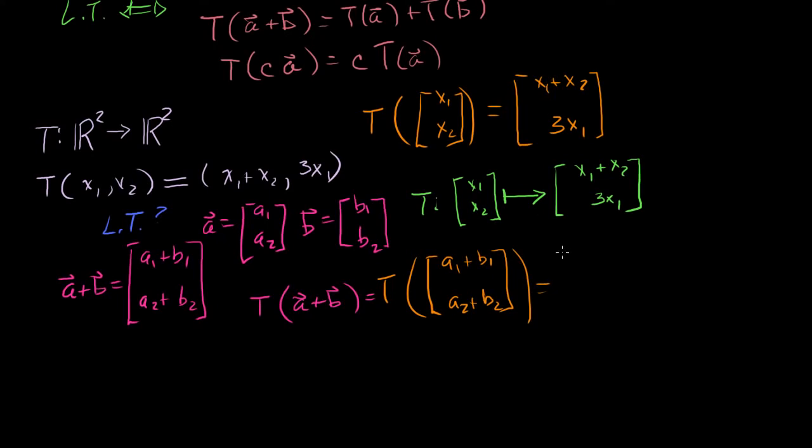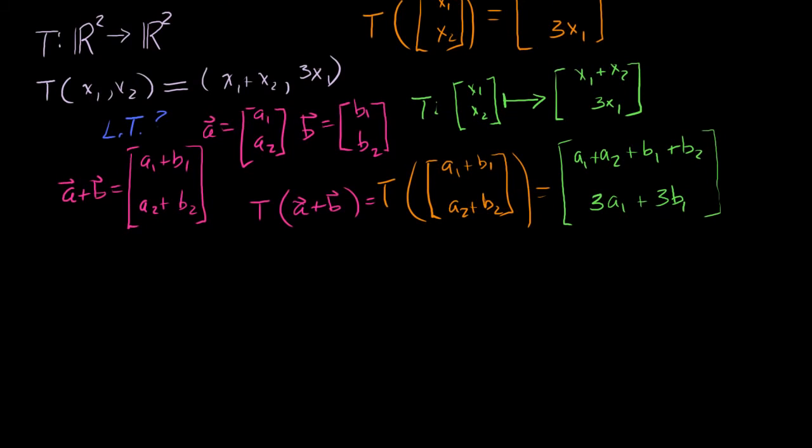It equals this vector, where for the first component here, we add up the two components on this side. So the first component here is going to be these two guys added up. So it's a1 plus a2 plus b1 plus b2. And then the second component, by our transformation or our function definition, is just 3 times the first component in our domain, I guess we could say. So it's going to be 3 times this first guy. So it's 3a1 plus 3b1. Fair enough.